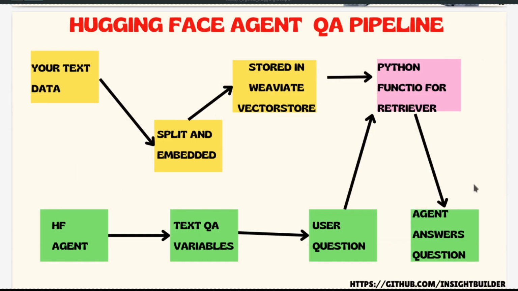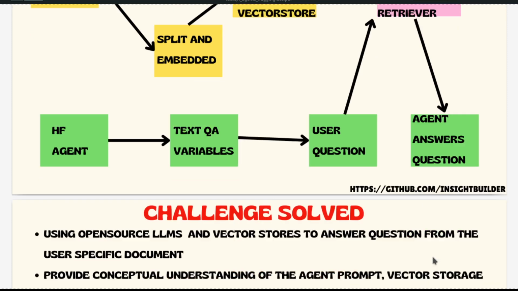I hope that by now you have got some clarity on what exactly is going on when it comes to the Hugging Face Agent QA pipeline. The text that you have goes through separate steps, is converted to embeddings, and then converted to Weaviate vectors, stored in the Weaviate vector store. And then there is another series of steps going on with respect to the Hugging Face agent, where the user question is used to collect the data from the vector store, and both the user question and the data are sent back to the agent for answering.